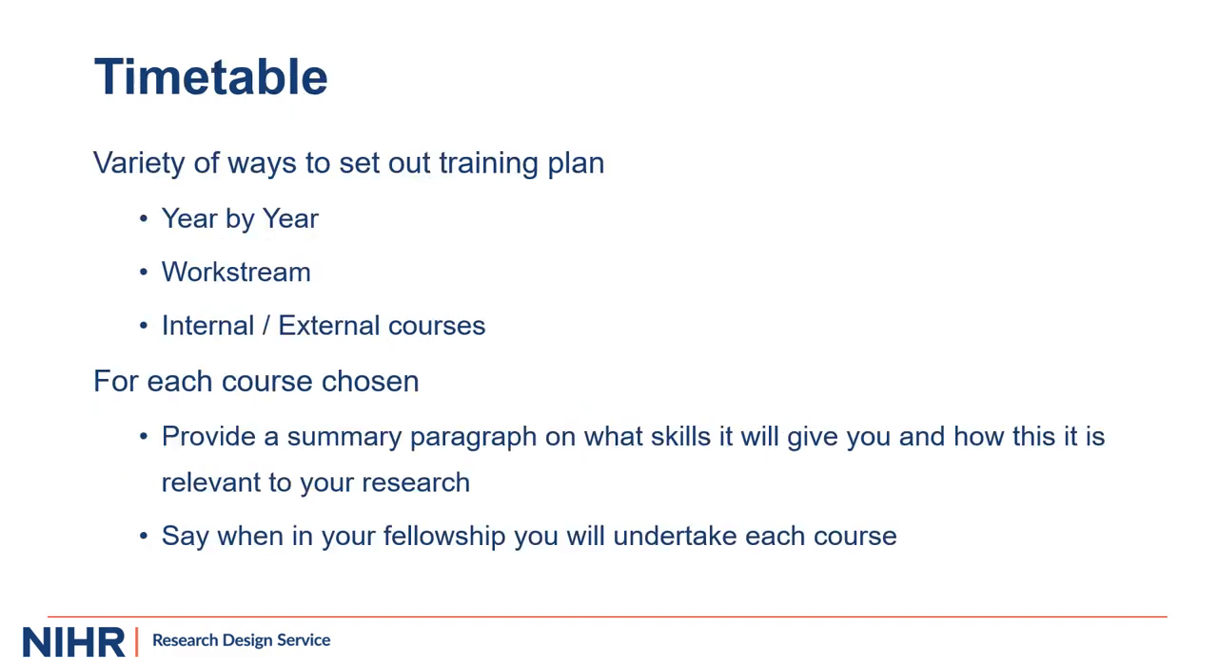There is a variety of ways to set out your training plan: sequentially across 3 years, by work package or work stream, as internal and external courses, or following one of the research and development frameworks. At the start of this section, you can include a summary paragraph to say how you have identified the following gaps in your research skills using one of the research development frameworks, and then set out how X course will develop the skills needed within a specific domain. Your training plan needs to be reflected in your Gantt chart.